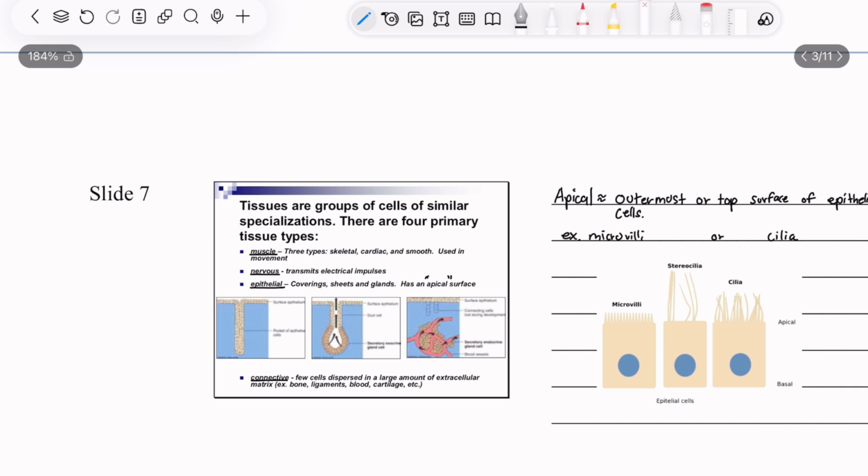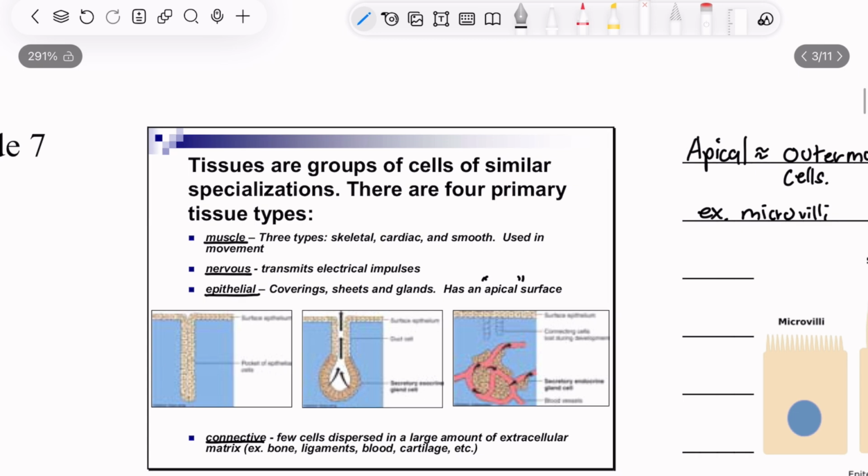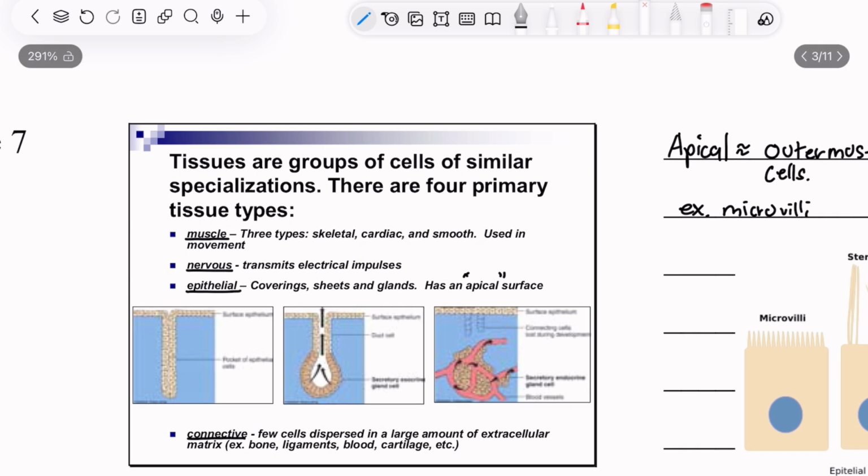Okay, now with tissues, tissues are groups of cells of similar specializations. There are four primary tissue types, which include muscle, nervous, epithelial, and connective. With muscles, there are three types. It is skeletal, cardiac, and smooth. And just know that muscle is used in movement. For nervous, just know it as transmitting electrical impulses. And for epithelial, it is the coverings, sheets, and glands.